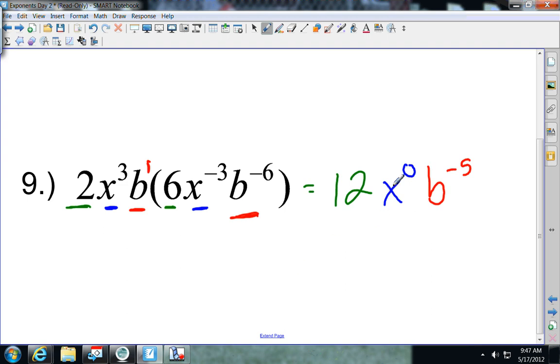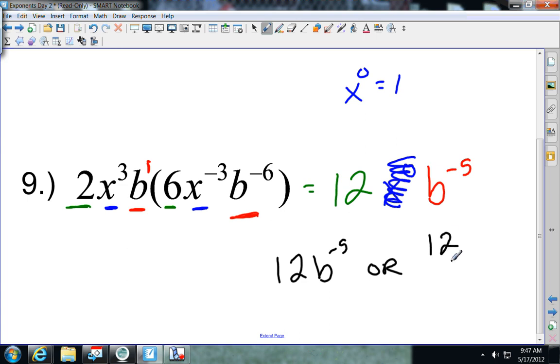Now, x to the 0 power is 1. So this really, we don't even write this. They just cancel each other out. So one of the ways the answer could be written is 12b to the negative 5. Or is there another way we can write it? How can we write it to have positive exponents? It's going to be 12 over b to the 5th.